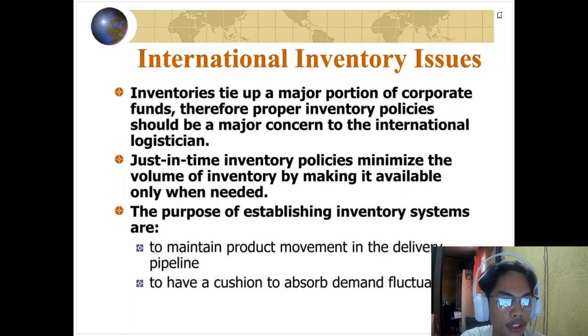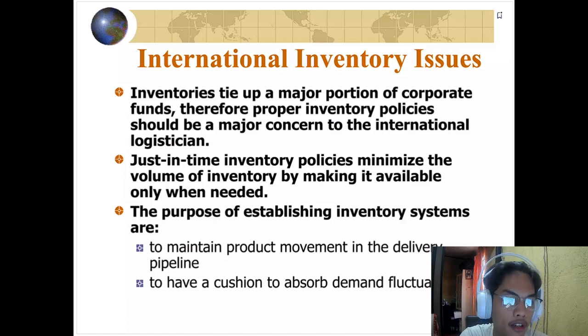So moving on to our international inventory issues. Inventories tie up a major portion of corporate funds. Therefore, proper inventory policies should be a major concern to the international logistician. Just-in-time inventory policies minimize the volume of inventory by making it available only when needed.